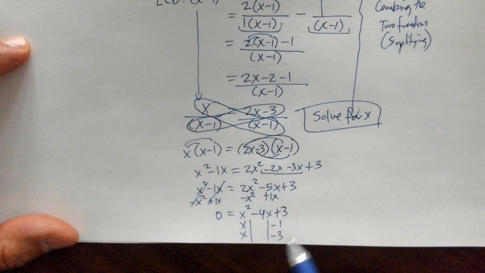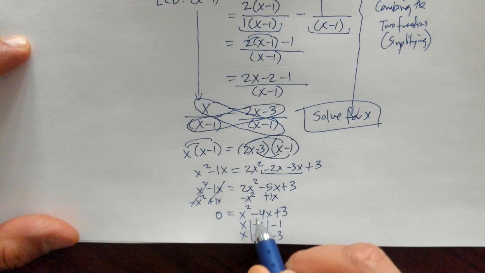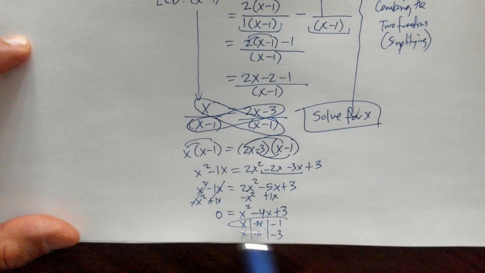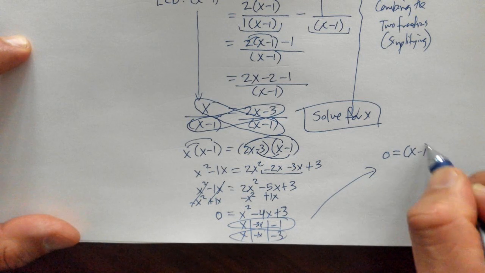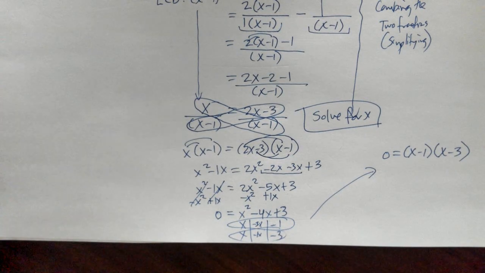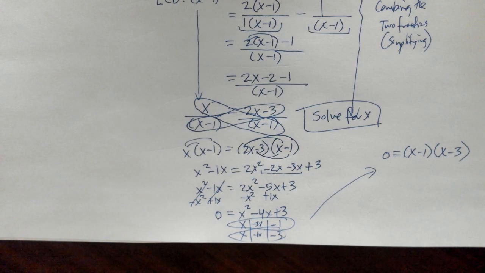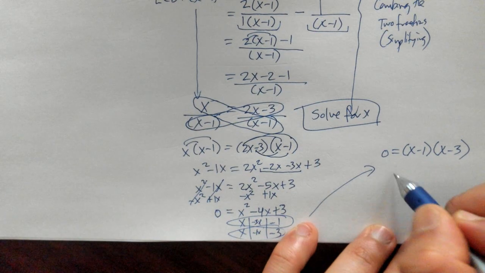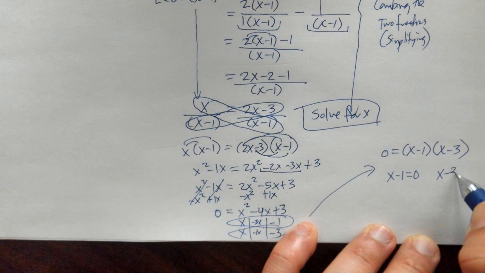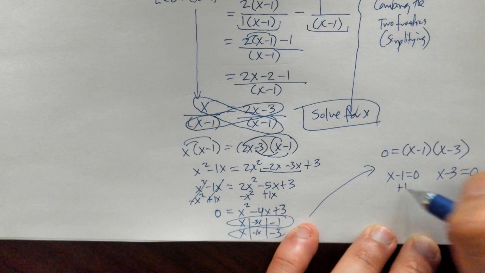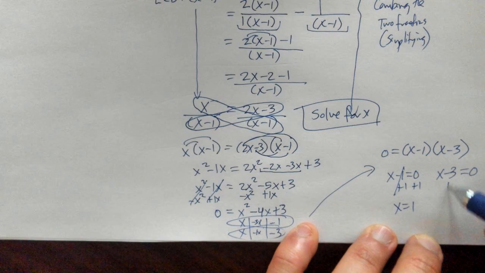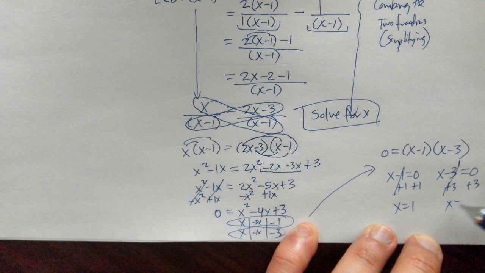Negative times a negative is a positive, but then when you cross multiply, negative 1x and 3x gives you negative 4x. So my two factors are x minus 1 and x minus 3. 0 equals x minus 1, x minus 3. Factoring allows me to separate these two. So x minus 1 equals 0, x minus 3 equals 0. Let's solve. When I move the 1 over, x equals 1, and when I move the 3 over, I get 3.